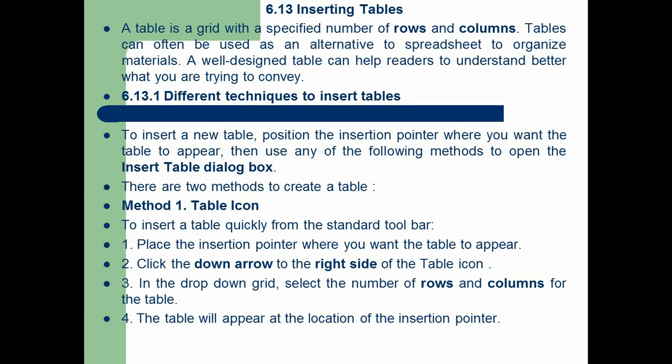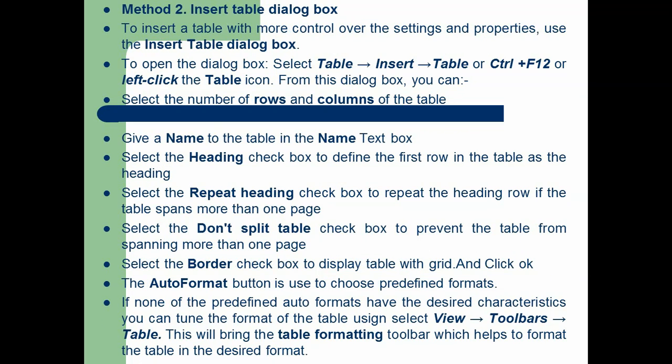Now we are going to see the next topic, inserting tables. So tables play a very major role for displaying the document with content in a well-spaced and well-designed manner, and many of the content in the office are displayed in a table-like structure. So tables can be inserted in different techniques in OpenOffice Writer. Method 1, by using the table icon. Method 2, by using the table dialog box.